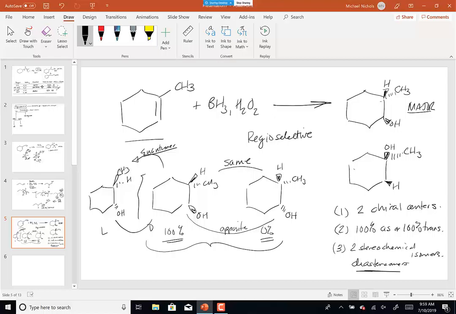So if the reaction is 50-50, it ain't stereoselective. It can't. But of course, I still need to make two different products. Because if I don't make two different products, I'm not going to get a stereoselective reaction. So you will see stereoselectivity in the context of rings most of the time. And all of the time for today and tomorrow.